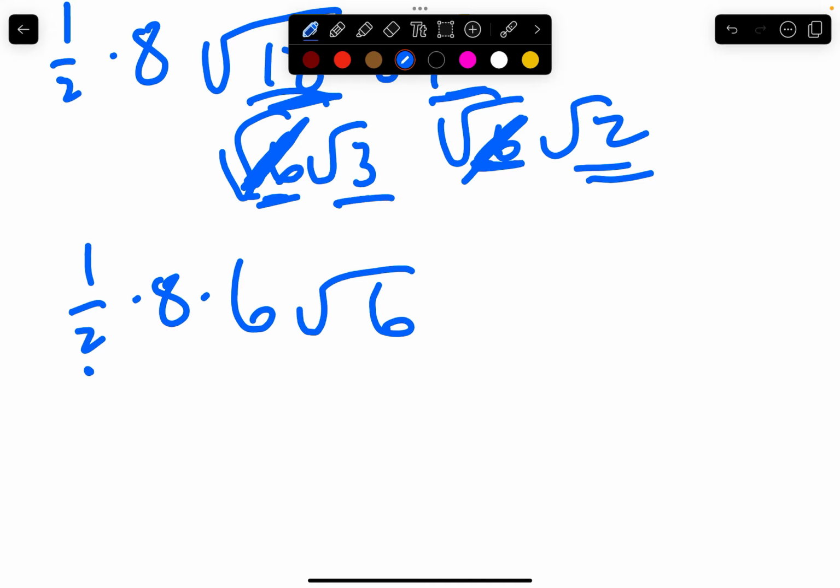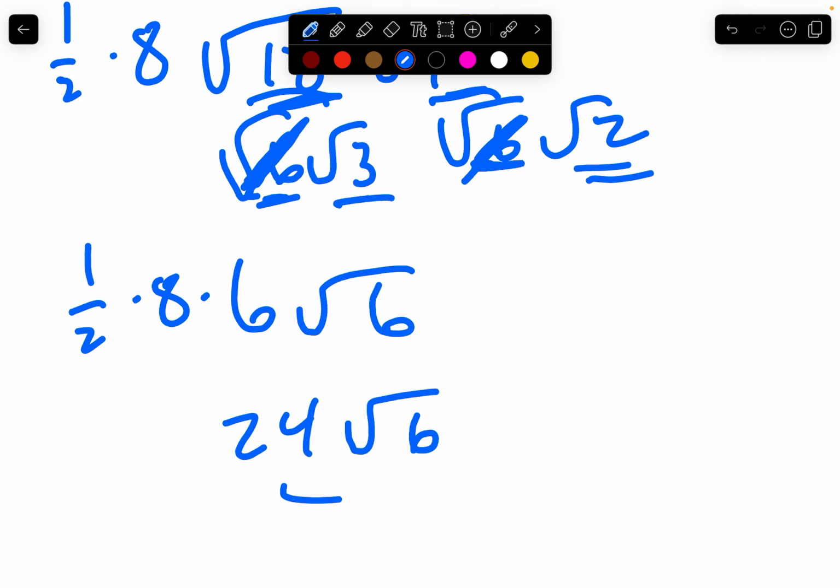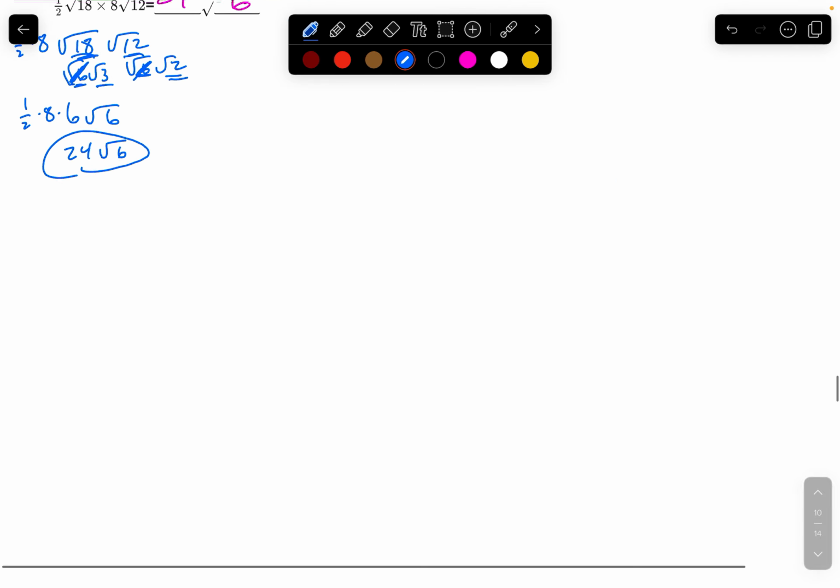Here, we got to multiply 1/2 times 8 times 6. The order doesn't matter. Half of 8 is 4 times 6 is 24. 24 root 6.